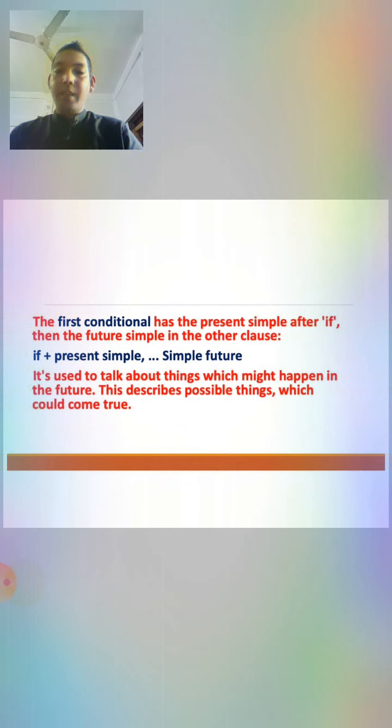The first conditional has the present simple after if, then the future simple in the other clause. Suppose the structure is if plus present simple, and the other is the simple future. Before that we used the zero conditional, if plus present, but here it is different: if plus present simple and future simple. It is used to talk about things which might happen in the future. This describes possible things which could come true.